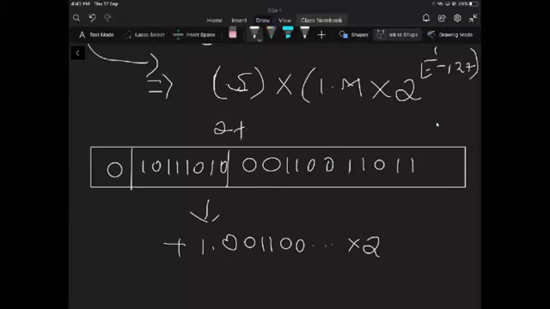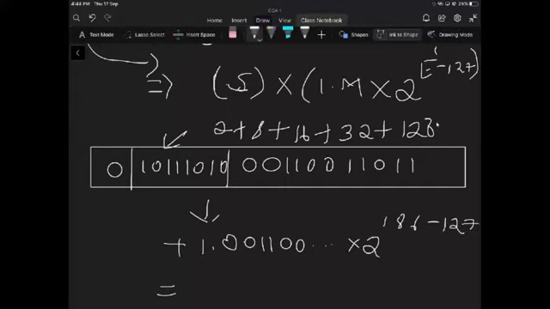2 plus 8, plus 16 plus 32 plus 128. This value I'm going to take. So totally it will be 128 plus 32 plus 16 plus 8 plus 2. So this is 186. So 2 to the power of 186 minus 127. This is the normalized form. So I can express it as plus 1.001100 something into 2 to the power of 59.